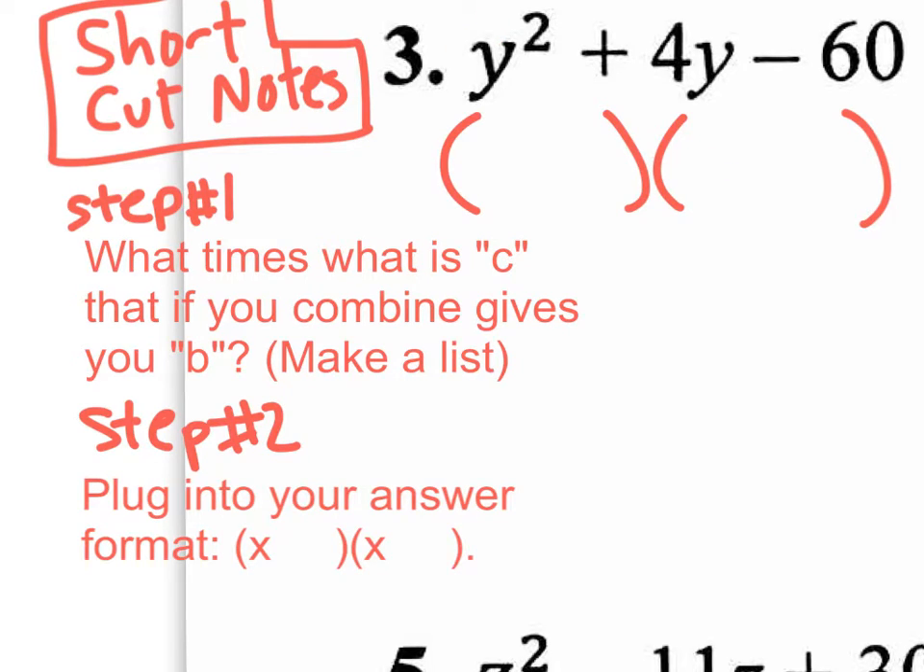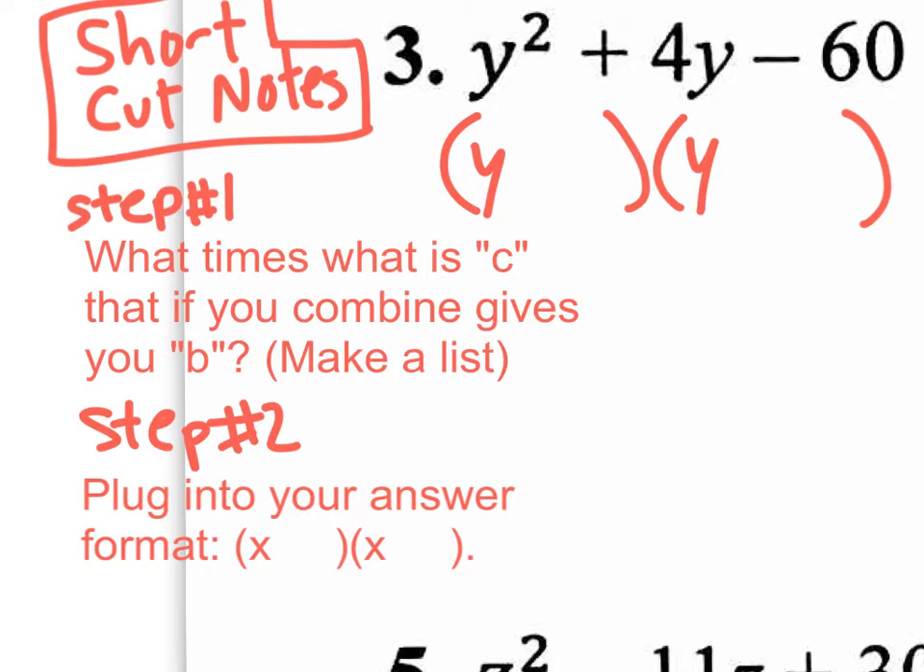Now, why is it that we could always just do parentheses, y, y? Because y times y is y squared. So that's why we could set it up like this always, because there is no number in front. Now, if there was an 8 right here, we couldn't do this because y times y is not 8y squared. So because there's a 1 as the a value, you could set up this factored format, and then you could just think of the multiples. What times what is negative 60 that if you add together is positive 4? And you're done. So let's make that list.